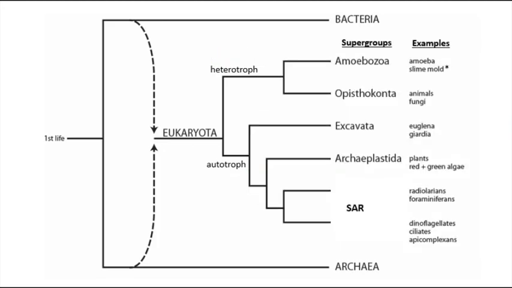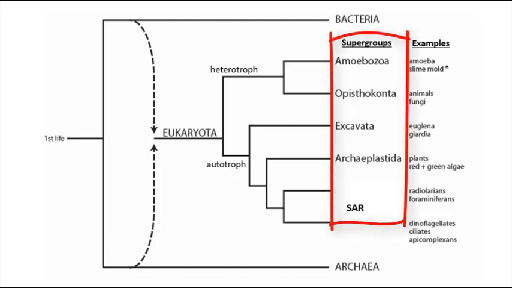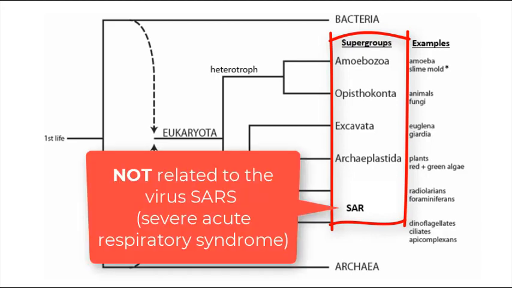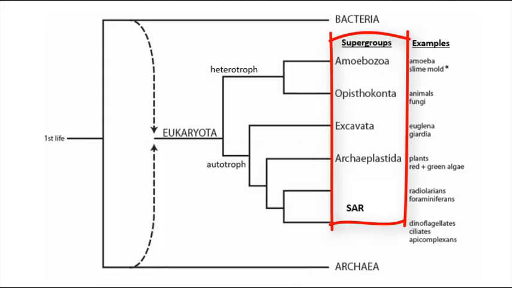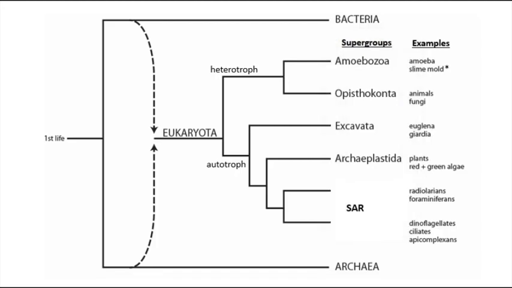Now for this classification level between the domains and kingdoms. These are the supergroups: Amoebozoa, Opisthokonta, Excavata, Archaeplastida, and SAR. This is an abbreviation for 3 groups that are still kind of being rearranged a bit as scientists learn more about them.